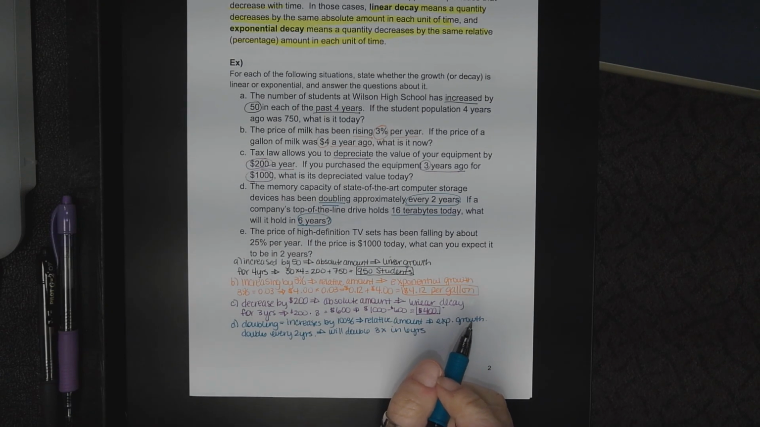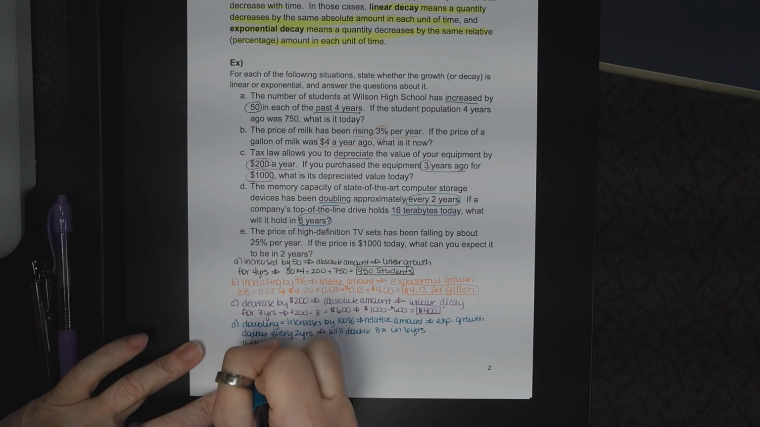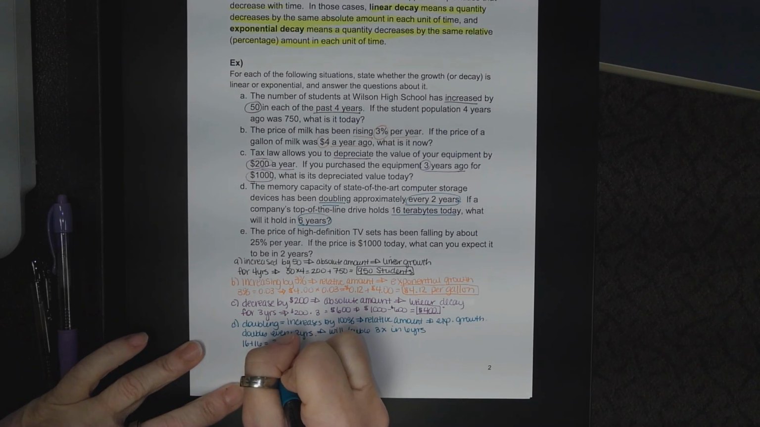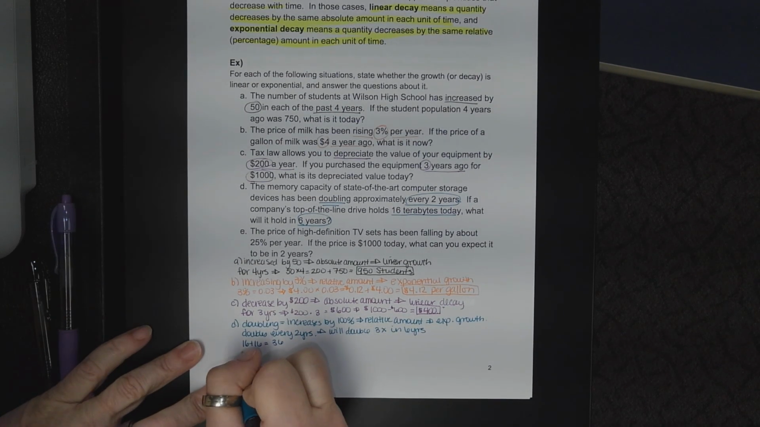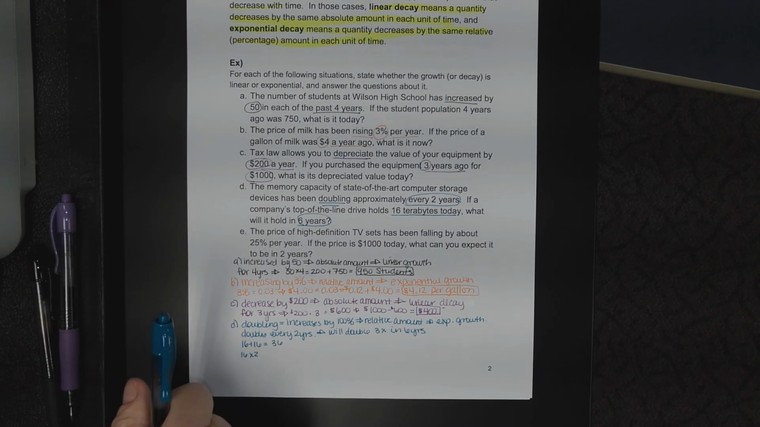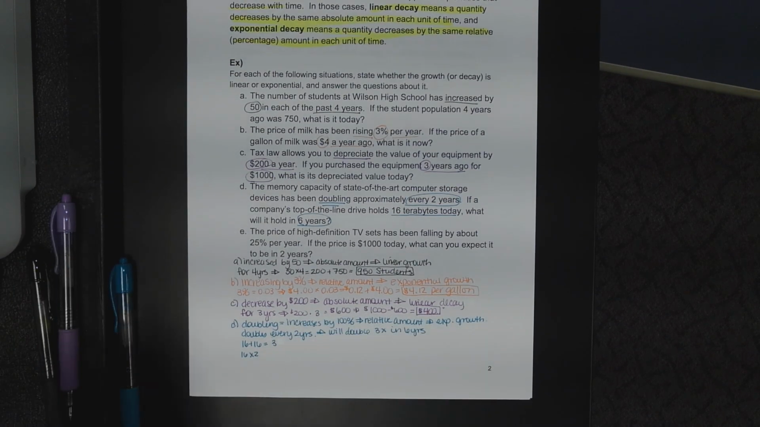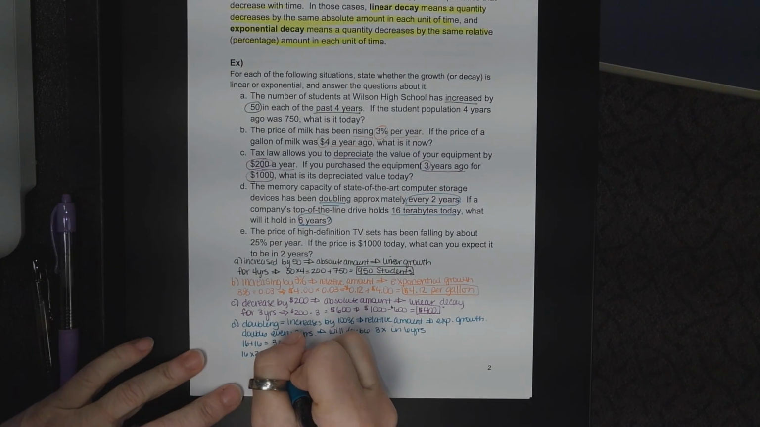So the first time it doubles, it's going to be 16 plus 16. So that equals 32, or you could say 16 times 2. Oh, that's 32. I don't know why I just wrote 6, because I was thinking 16 again. This is the first time.